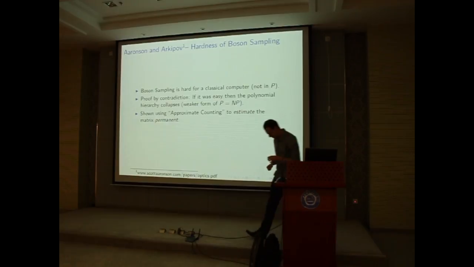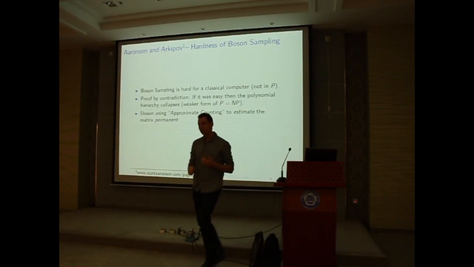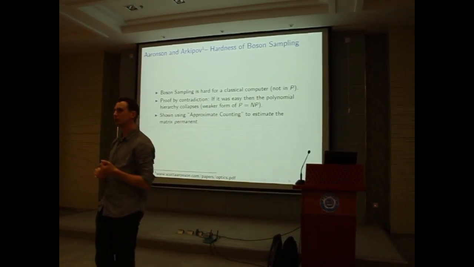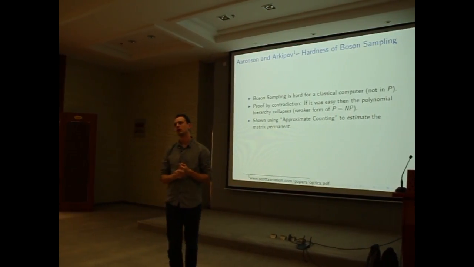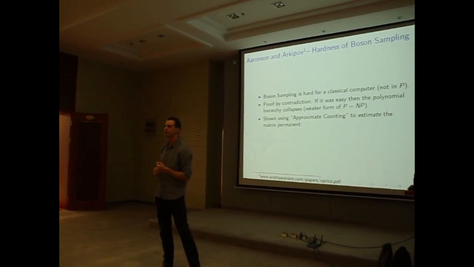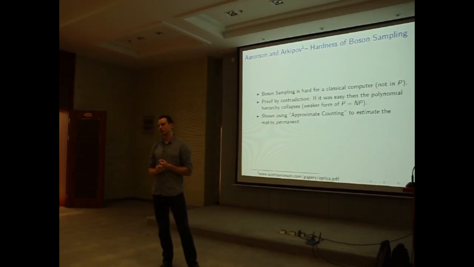So if you're comparing to P equals NP, that's a decision problem. But you haven't said if boson sampling is a decision problem. Right. So I can't make the comparison in my head. I know. Yeah, that's right.